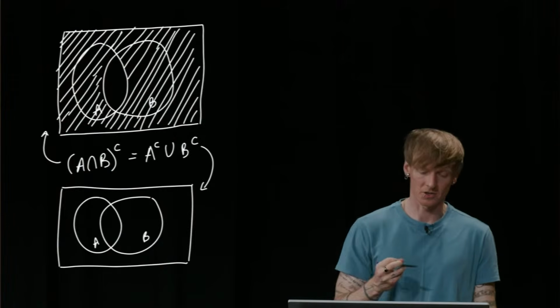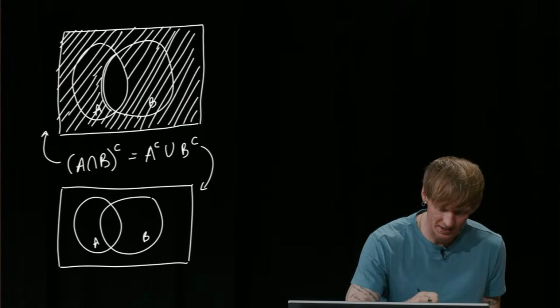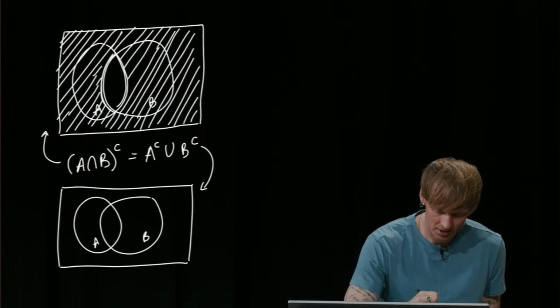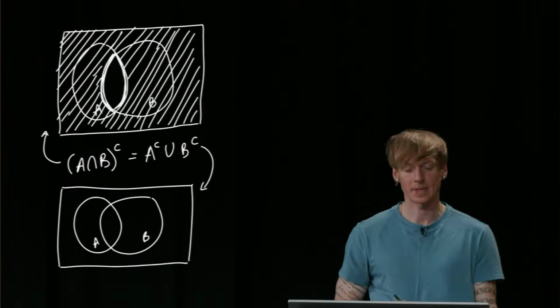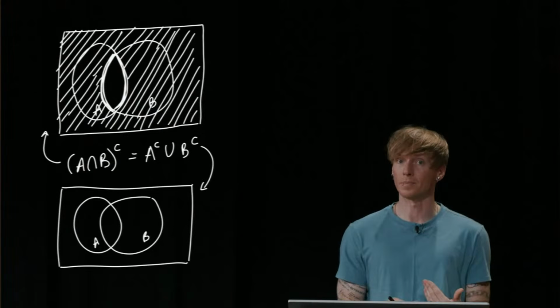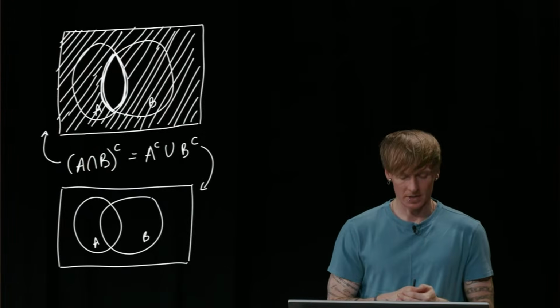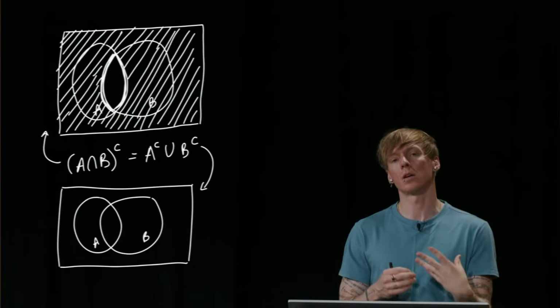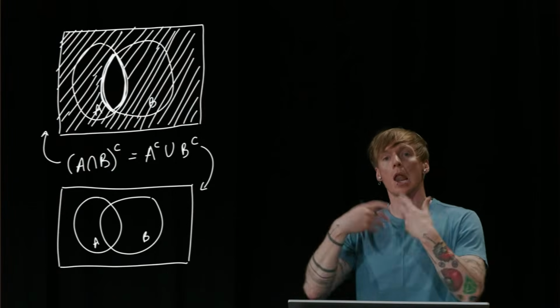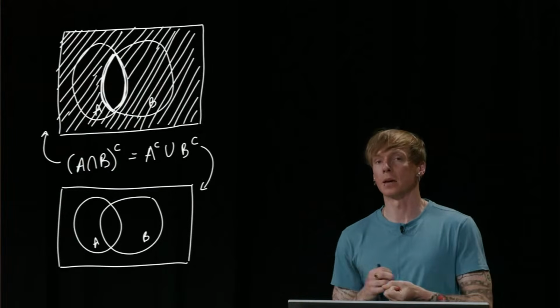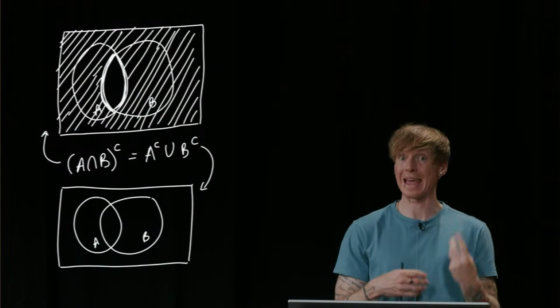And what we're left with, and I'll just highlight this to really emphasize it, is just this piece in the middle. Okay, now the second one, the right-hand side of De Morgan's law. So this tells us that we want to take the union of A complement with B complement. So we'll start with A complement.